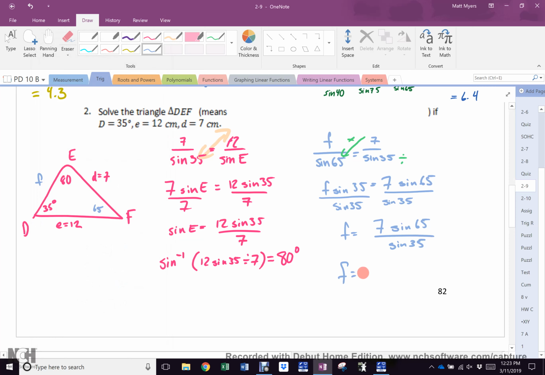11.1. So what will I write here? What is f? 11.1. And then I can check. Is my smallest angle across from my smallest side? Yes or no?